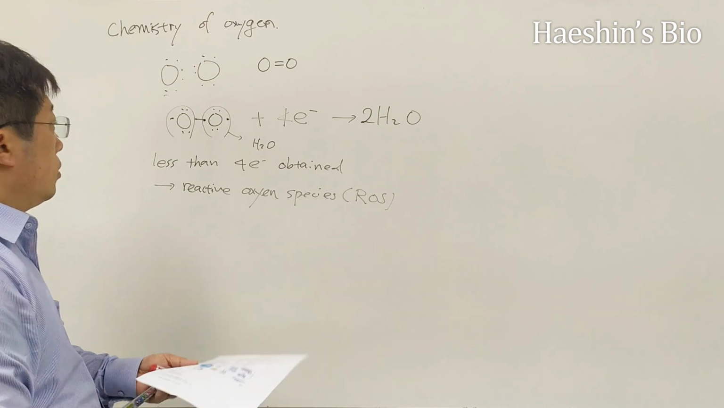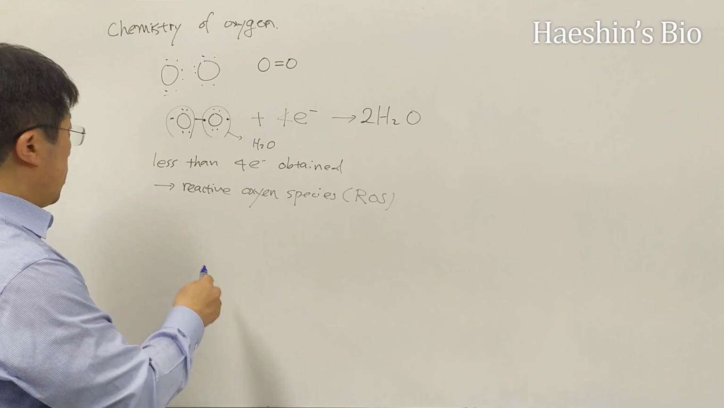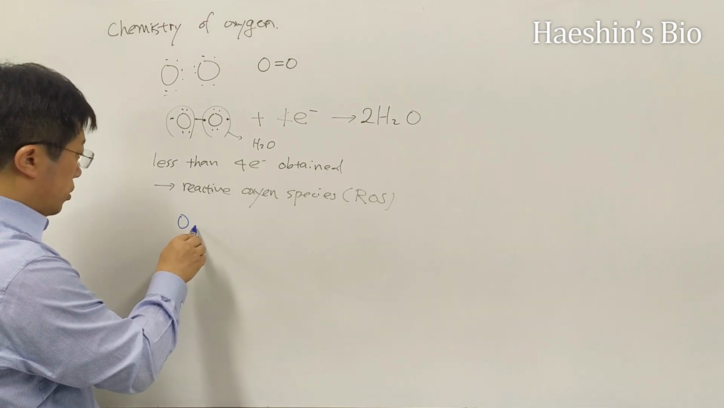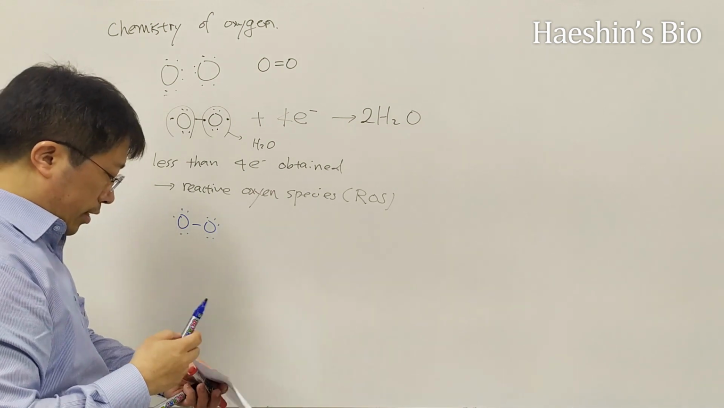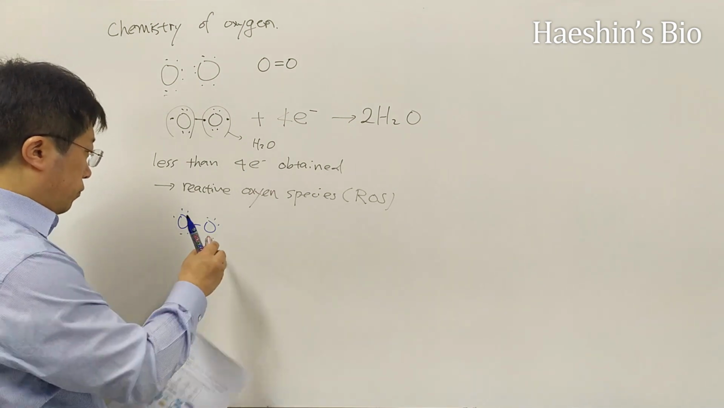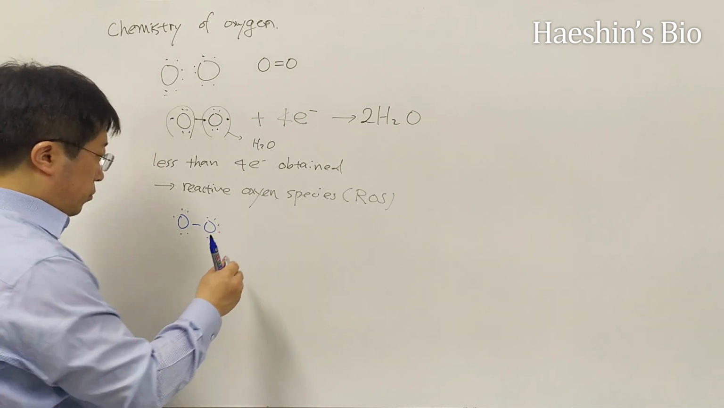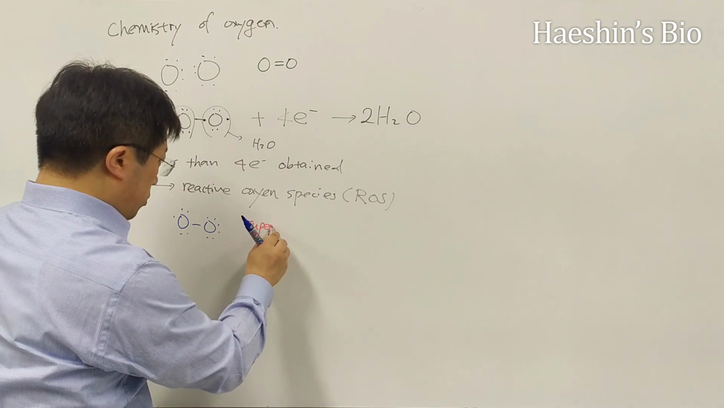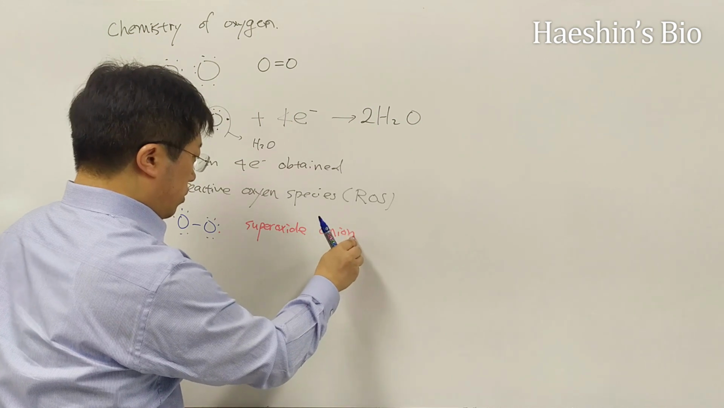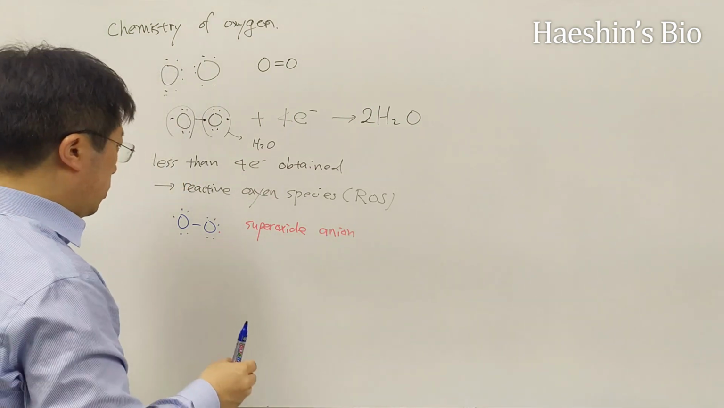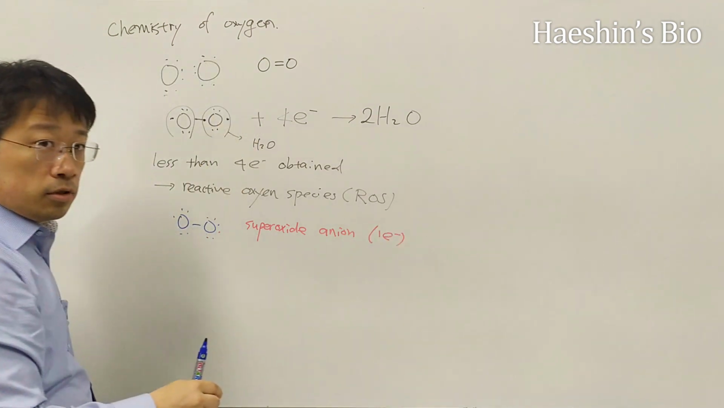In the case that we have the first electron, for example, I will continue this here, when we have the first electron, this one is the superoxide anion, we call it. This is the first electron. So this is when 1 electron comes. Then 2 electrons come.